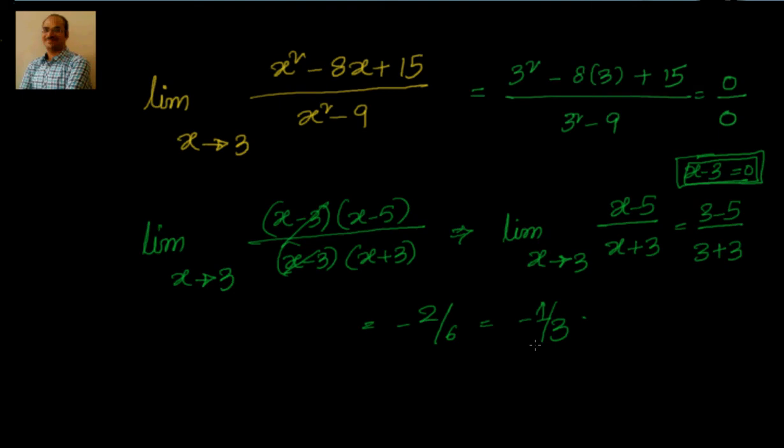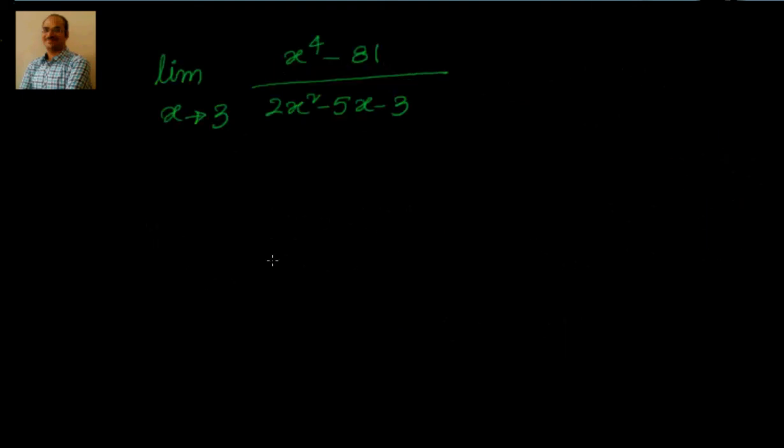We will look into one more example. Let's look at this example. Find out the limit of x to the power of 4 minus 81 divided by 2x square minus 5x minus 3 as x tends to 3. We have to solve this.